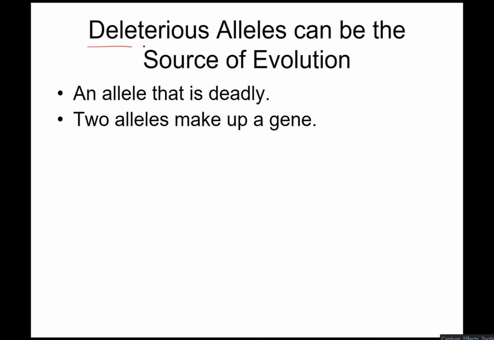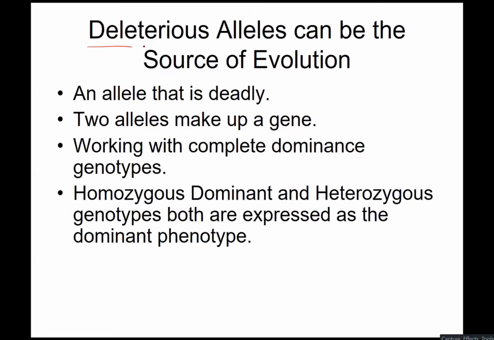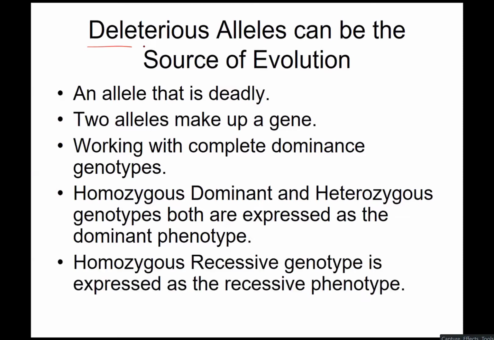In this particular exercise, we're going to be applying essentially standard Mendelian genetics, where we have two alleles making up a gene. One allele is going to be dominant, one's going to be recessive. So we're dealing with complete dominance in this example. With complete dominance, as a reminder, the homozygous dominant and the heterozygous genotypes are both expressed as the dominant phenotype, and the homozygous recessive genotype is expressed as a recessive phenotype. This is the basic stuff that we talked about in lecture earlier this semester.